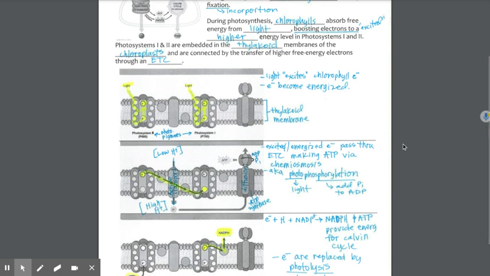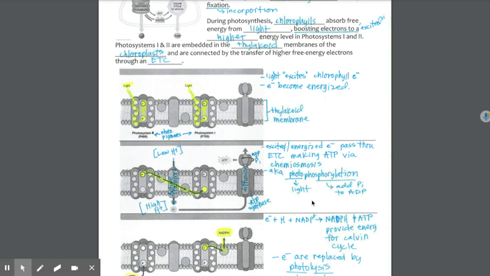Now, in the second step, the excited, energized electrons pass through the electron transport chain, making ATP through chemiosmosis. Okay, so here you've got your electrons being passed from one part of the electron transport chain to another. We are actively pumping hydrogen ions across the membrane. That's where this energy is used. Then they'll diffuse back through ATP synthase, creating ATP.